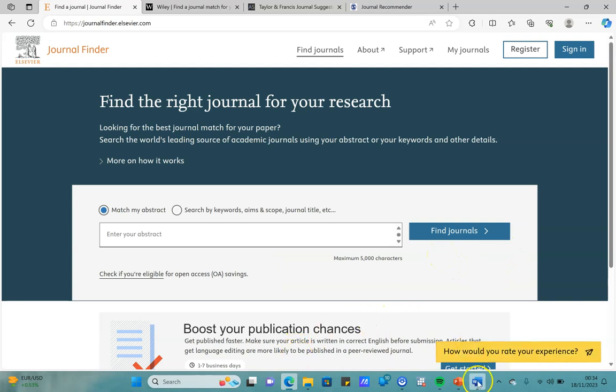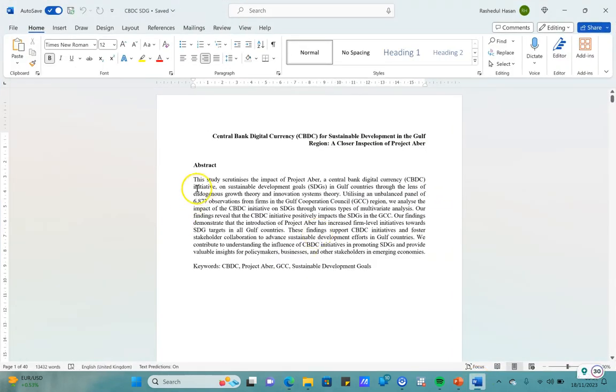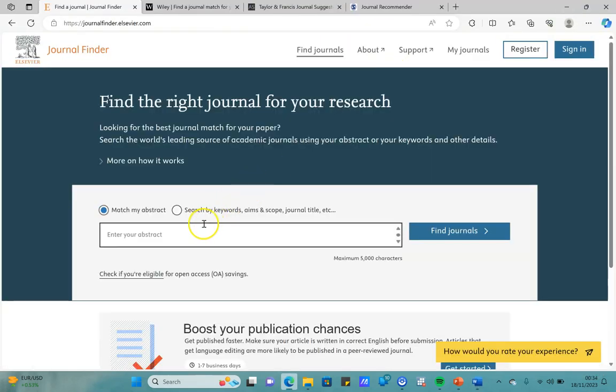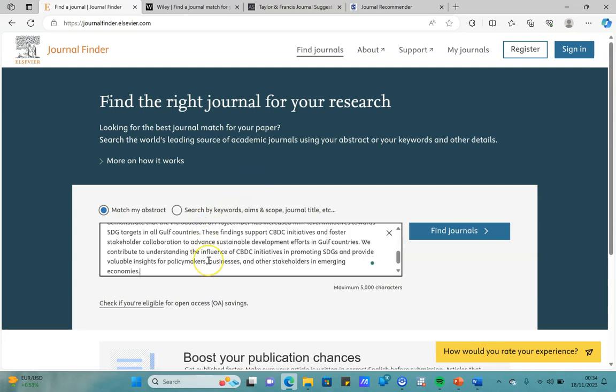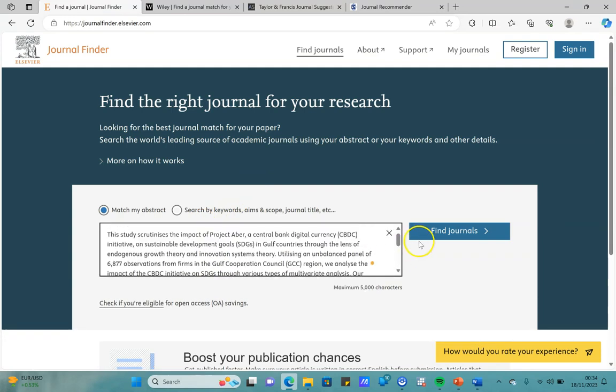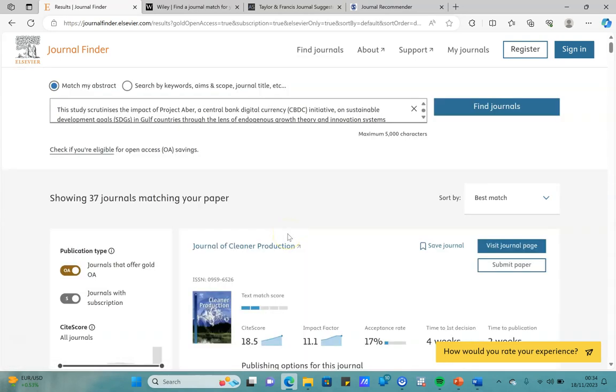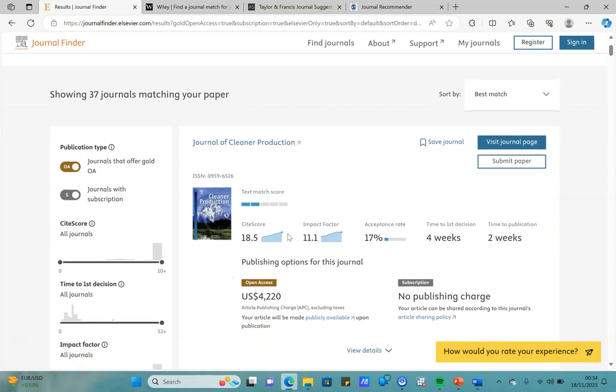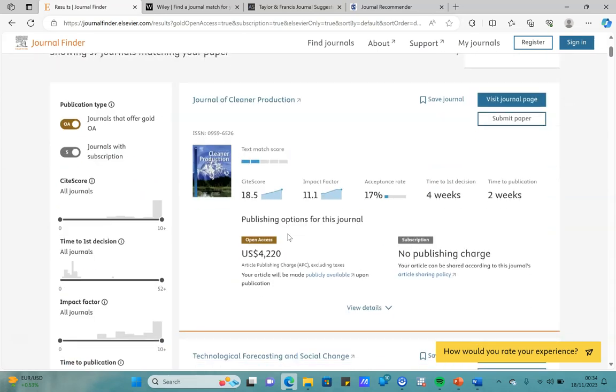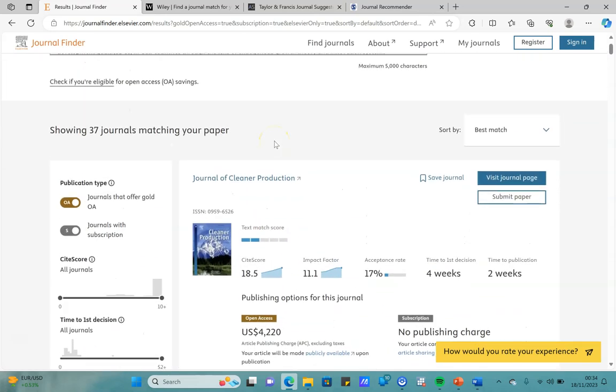So what I'm going to do is, I have this paper that I'm writing on central bank digital currency. I have this abstract. Let me copy and paste this over here. And when I click find journals, I might see, okay, so this is the outcome that it shows.